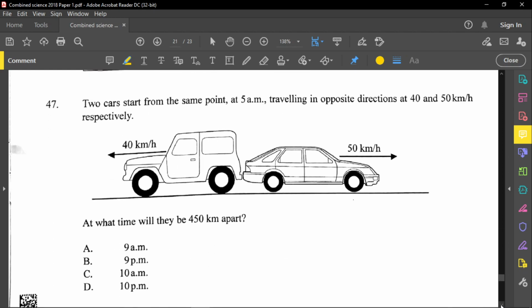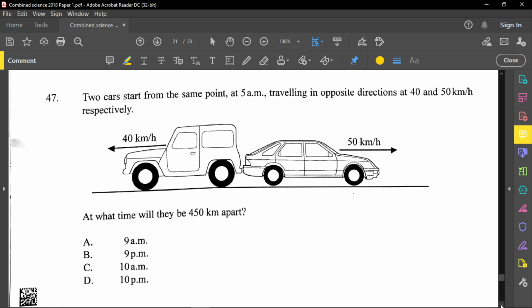47. It said two cars start from the same point at 5 a.m., traveling in opposite directions at 40 kilometers per hour and 50 kilometers per hour, respectively. At what time will they be 450 kilometers apart? If you think about the two cars being 450 kilometers apart, we don't know which car traveled what distance, right?